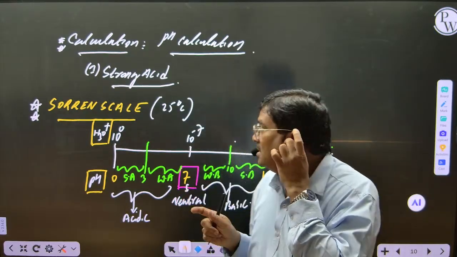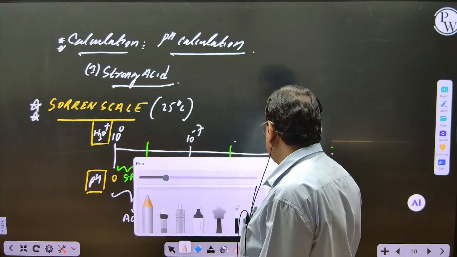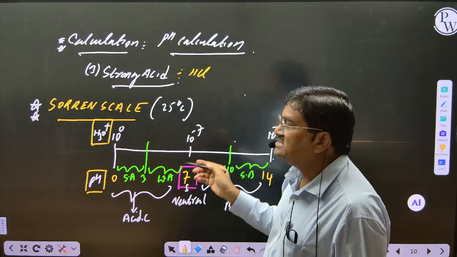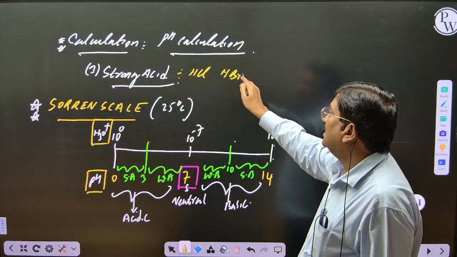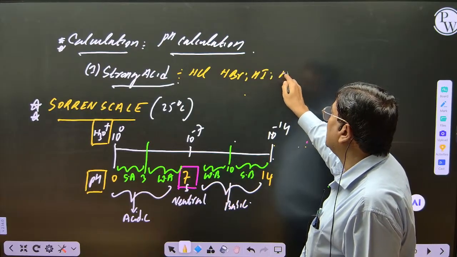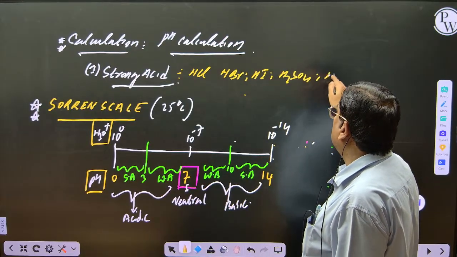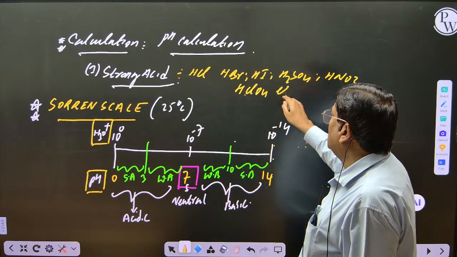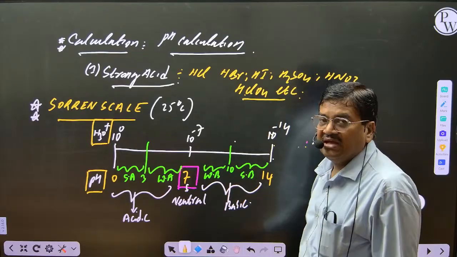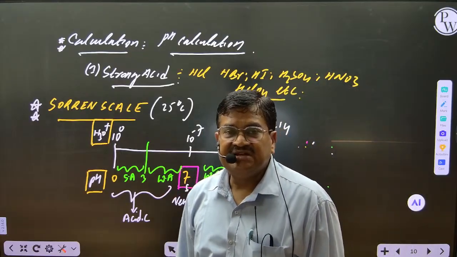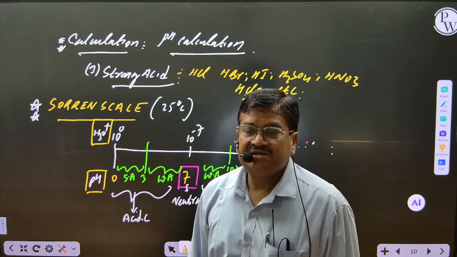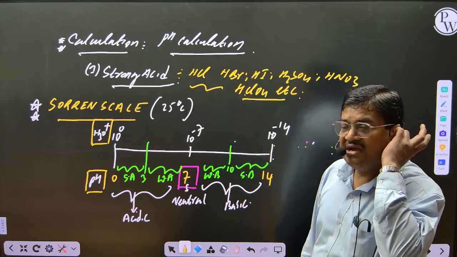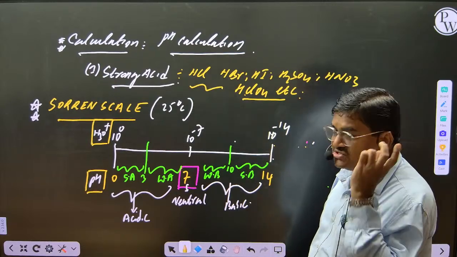If you remember, I taught you in the introduction, only 6 acids are strong: HCl, hydrochloric acid, hydrobromic acid, hydroiodic acid, sulfuric acid, nitric acid, and perchloric acid. Only these acids are strong. Rest of all are weak acids. Generally organic acids are all weak acids, like acetic acid, HCN, H2S. So for this we have to find pH in our syllabus. Heading: pH calculation for strong acid.